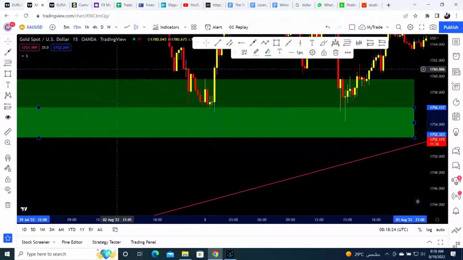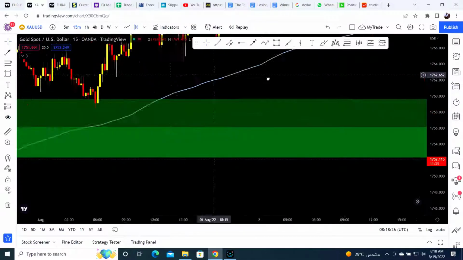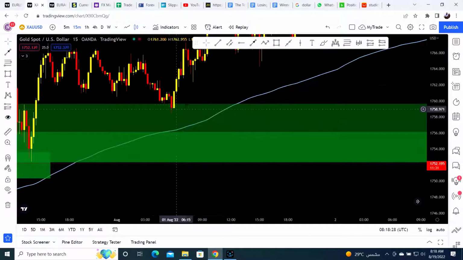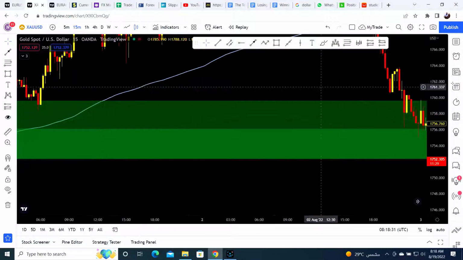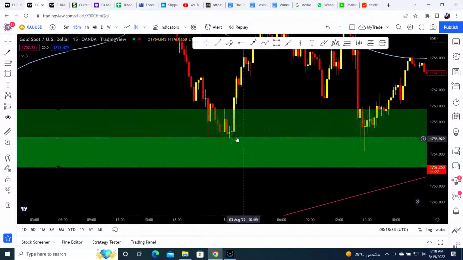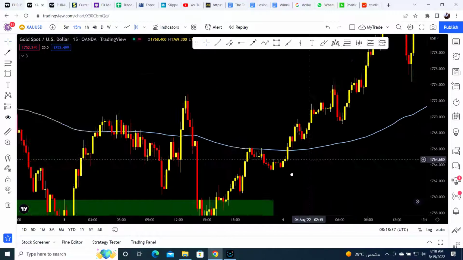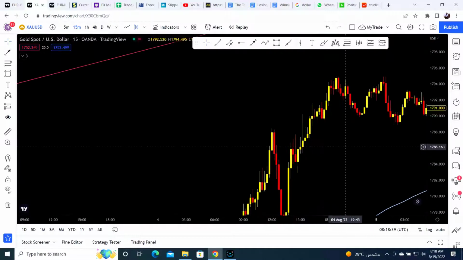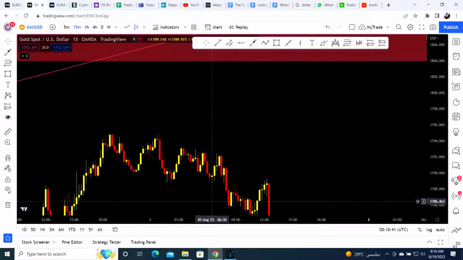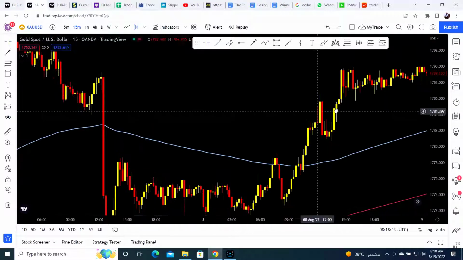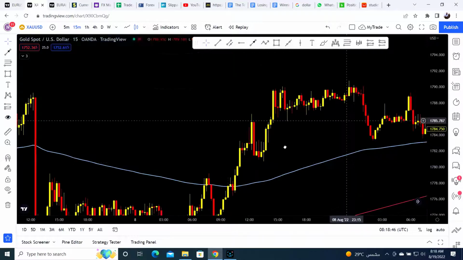So it came to test the 15 minutes in the same zone. For the first time, price tested the 1 hour, but when it came for the second time, it tested the 15 minutes, and the third time it also tested the 15 minutes. Then let's see. I don't think there was any entry again. Let's look at the bearish side.